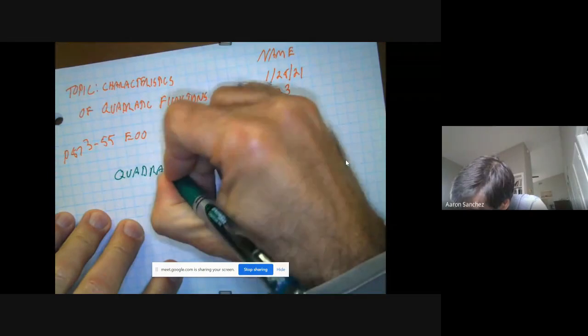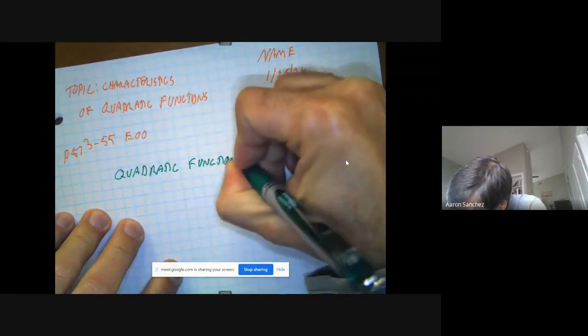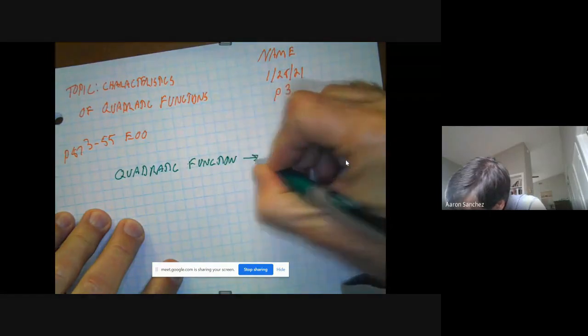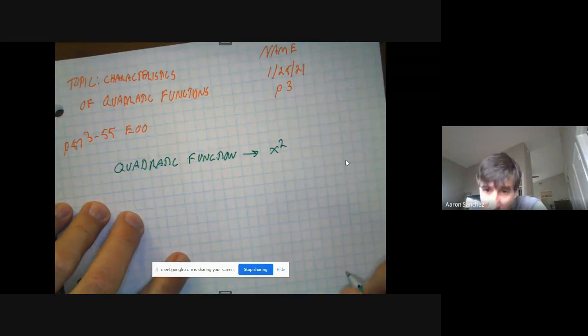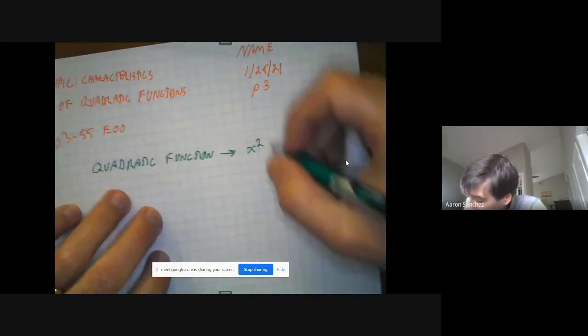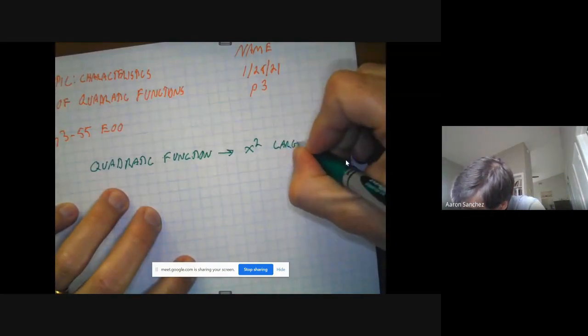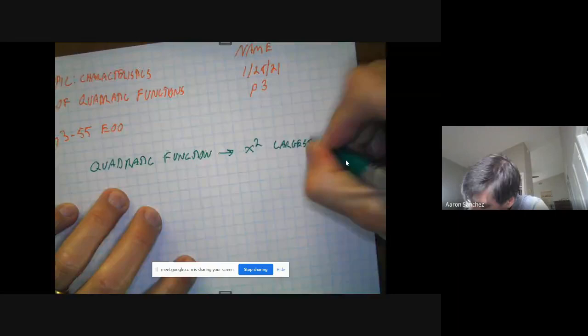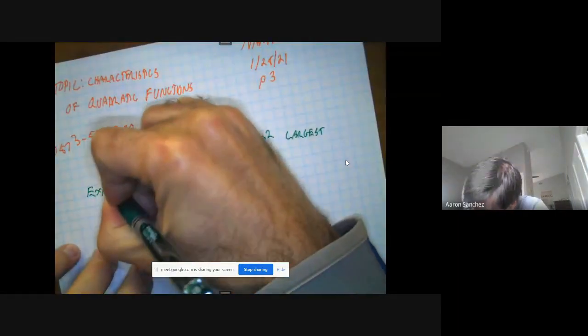A quadratic function has x squared in it. Has x squared, not x cubed. x squared is the largest exponent. And it forms a parabola.